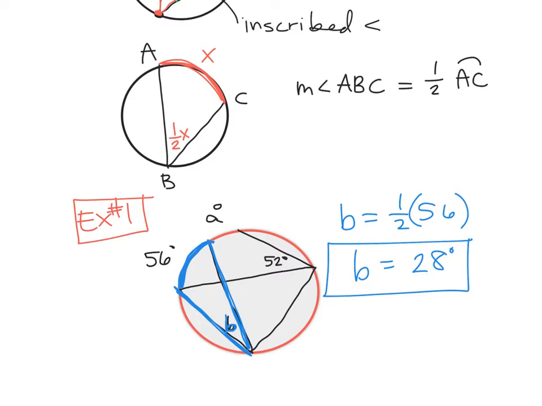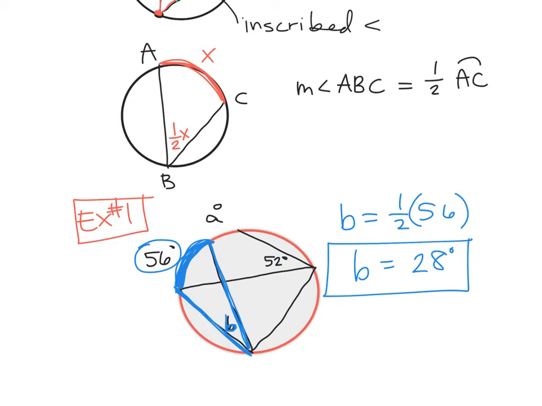Do you see how we can find A? You have a question? How do we know to get that blue highlight part? Well, so that is listed as 56 here. So if we're looking for B, if you look at where B opens up to, this blue, that's the intercepted arc for B, right? It's where the angle opens up to. You take that arc and you cut it in half. Okay?